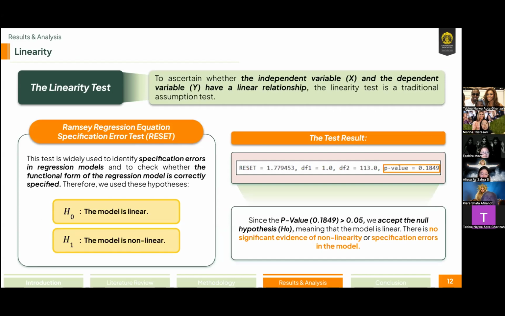Next is the linearity test, to ascertain whether the independent variables X and the dependent variable Y have a linear relationship. In the linearity test, we conduct the Ramsey regression equation specification error test, or RESET, which is widely used to identify specification errors in regression models and to check whether the functional form of the regression model is correctly specified. We use two hypotheses. The null hypothesis is the model is linear, and the alternative hypothesis is the model is nonlinear. For the result of the test, we get a p-value of 0.1849, which is greater than the significance level, and therefore we accept the null hypothesis, meaning that the model is linear and there is no significant evidence of nonlinearity or specification errors in the model.